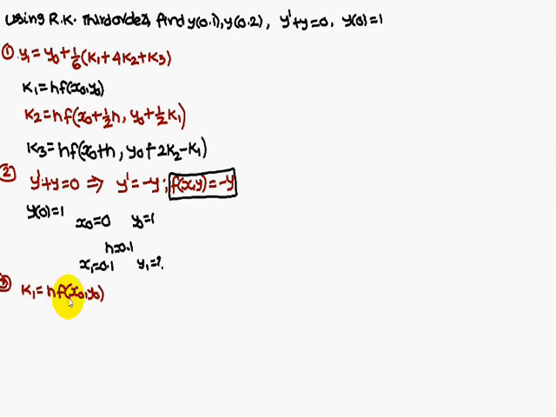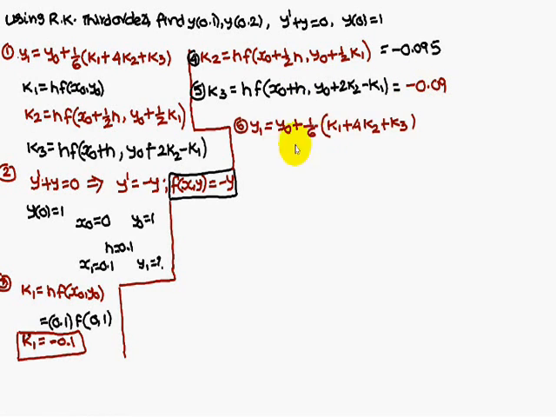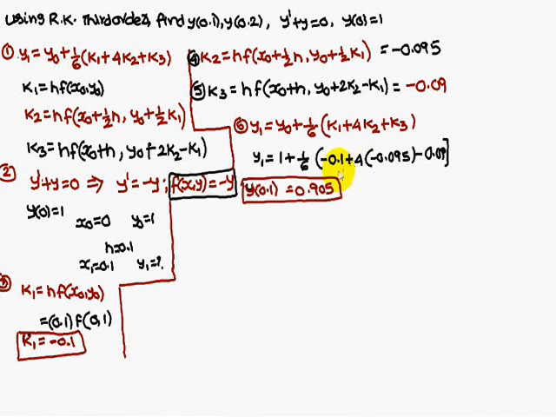For that, k1 is equal to h into f of (x0, y0). h is 0.1, and x0 is 0 and y0 is 1; substitute here. Simplify, and you get k1 is equal to minus 0.1. Similarly, k2 is equal to h into f of (x0 plus half h, y0 plus half k1). Simplify, and you get minus 0.095. Similarly k3, if you substitute the values, you get minus 0.09. Therefore y1 becomes y0 plus 1 by 6th of (k1 plus 4 times k2 plus k3). Substitute the values of k1, k2, k3, and you get y of 0.1 is 0.905.